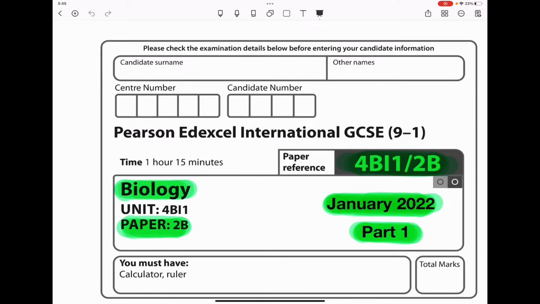Today we are doing the Pearson Edexcel International GCSE and 9-1 Biology, paper 2B for January 2022. This is part 1. I will do this paper in 2 parts. The first part will have question 1 to question 3, and the next part will have question 4 to the end. I will put the link to part 2 in the description box.